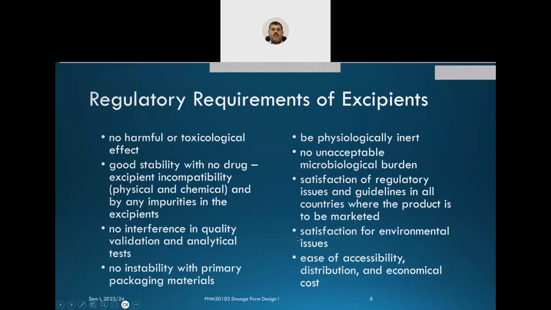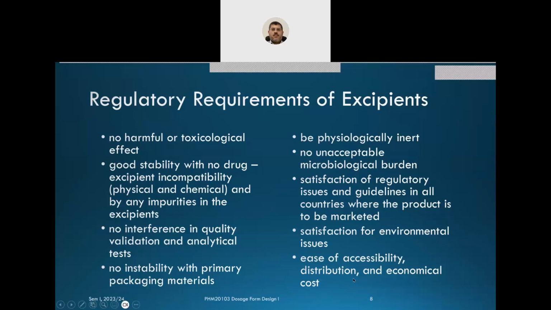Okay, it should satisfy environmental issues, meaning it doesn't cause pollution to the environment. There should be ease of accessibility, distribution, and economical cost. It means I want to use materials that do not have shortages in the market but are available all the time. I can buy the amount I need when I want, so easily accessible.